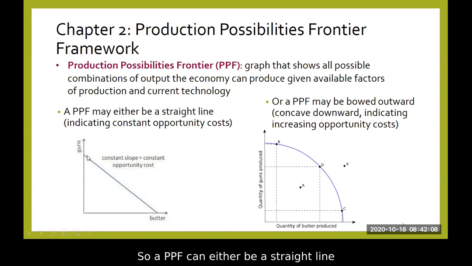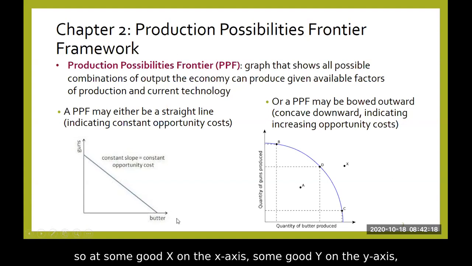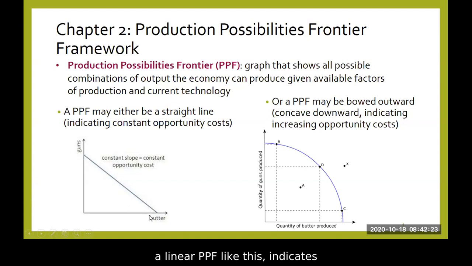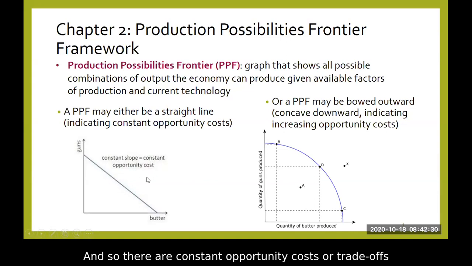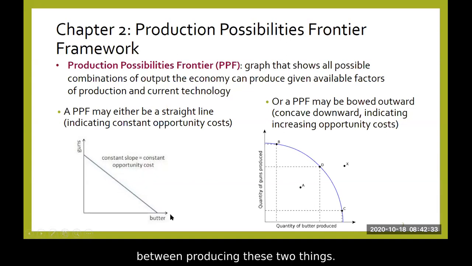So a PPF can either be a straight line or it may be bowed outwards. When a PPF is a straight line like this, with some good X on the X-axis and some good Y on the Y-axis, a linear PPF indicates that there's a constant slope, and so there are constant opportunity costs or trade-offs between producing these two things. So for each pound of butter, for example, that I would be producing, I would be giving up the same number of guns in production.